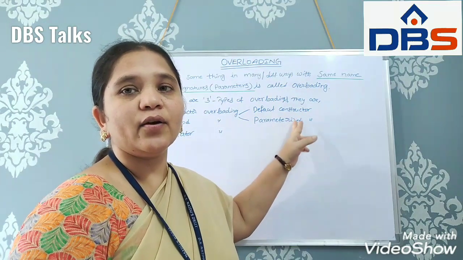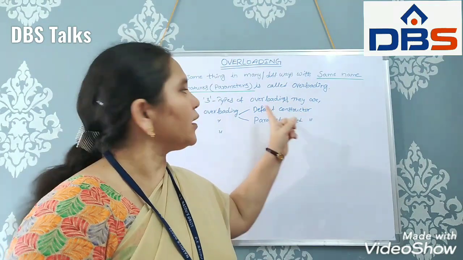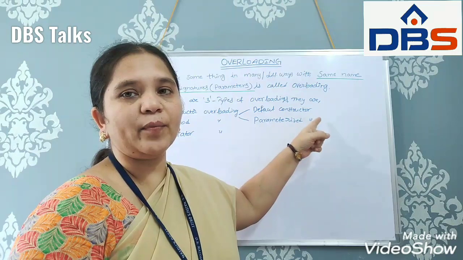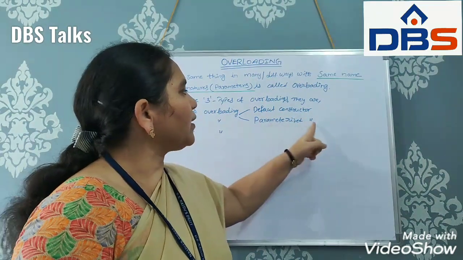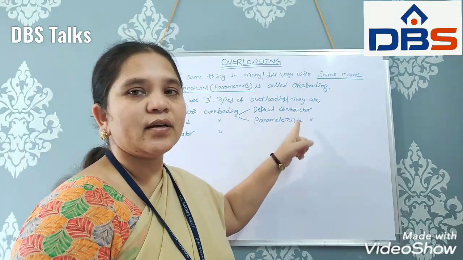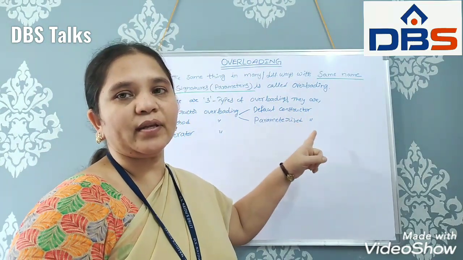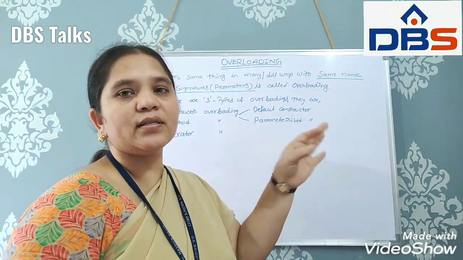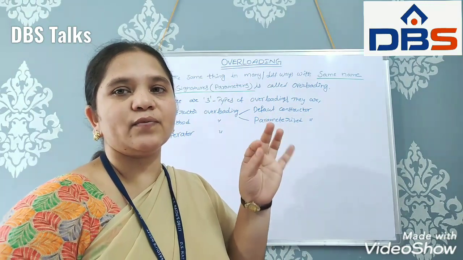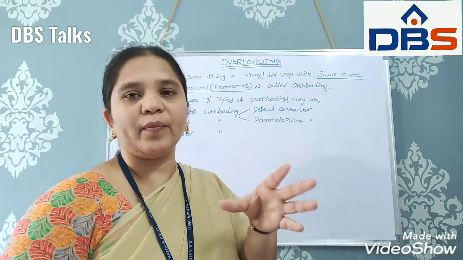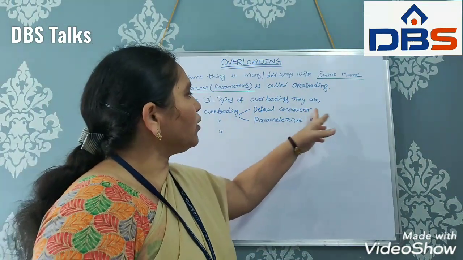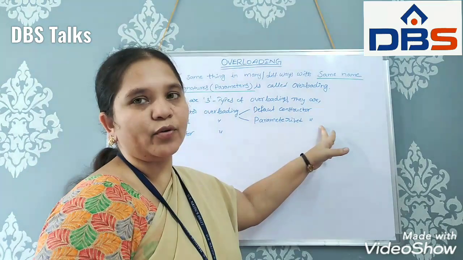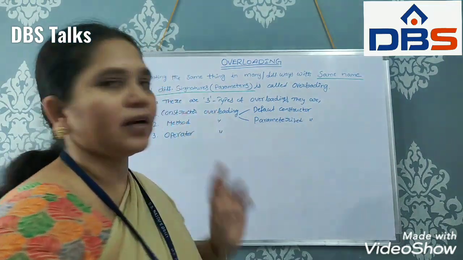So what is a default constructor? A constructor without parameters is called a default constructor. A parameterized constructor means the constructor with parameters. Parameters is nothing but passing arguments. Parameters or arguments are also called variables. Without arguments, with arguments. These are the two types of constructors.